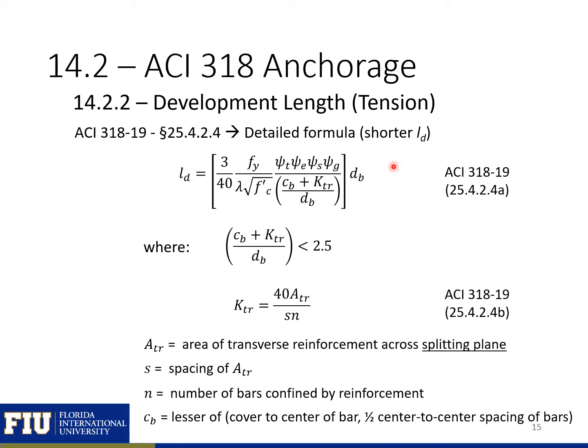So you can see here we have some additional terms, which we'll talk about: this (CB + KTR)/DB. The CB is dependent on the cover and bar spacing, and the KTR here is dependent on the area of our transverse steel that crosses the splitting plane. So the idea being that if you have more reinforcement crossing the splitting plane, you're going to have a shorter development length, because it'll take more force for that splitting plane to develop.